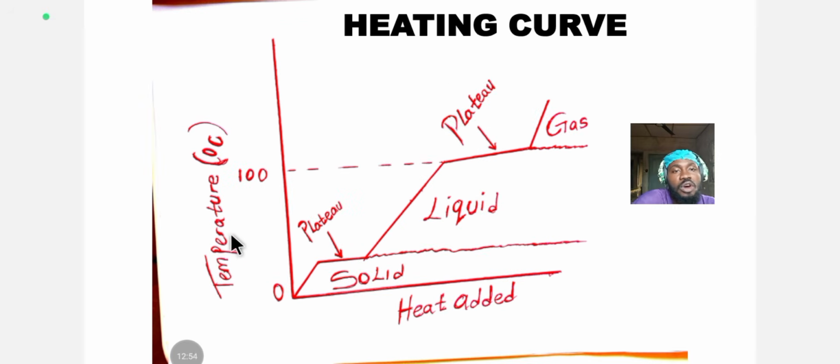A graphical representation of temperature, in degrees Celsius, plotted against heat added. Temperature is on the y-axis, heat added on the x-axis. All right, this is the heat curve, and you can see the curve.